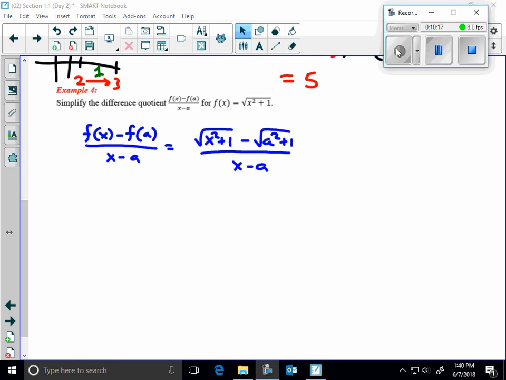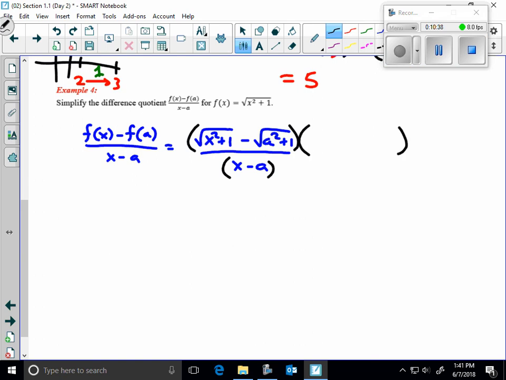Okay, so I went ahead and wrote out this alternate form of the difference quotient using our function f of x and then plugging a in for f of a. Okay, so I get this rational expression. Now, a lot of times something that is going to be a nice friend of ours is this thing called the conjugate. So I'm going to multiply the top and the bottom of this rational expression by the conjugate of the numerator.